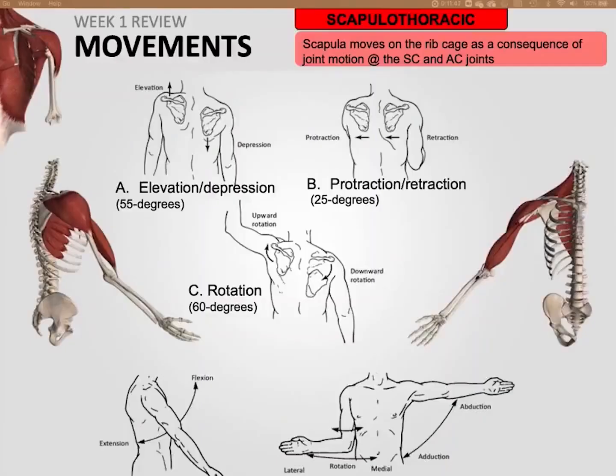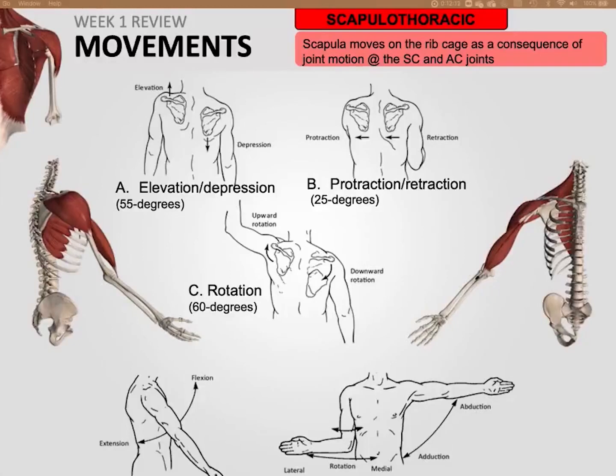If we're then considering and revising the major movements that are going to be associated with the pectoral girdle as well as the upper limb, we need to go back and revise the movements of both the scapula and the glenohumeral joint. So firstly, you'll notice when we're talking about the thorax and the pectoral girdle, the first types of movements that we need to consider is going to be our scapulothoracic movements.